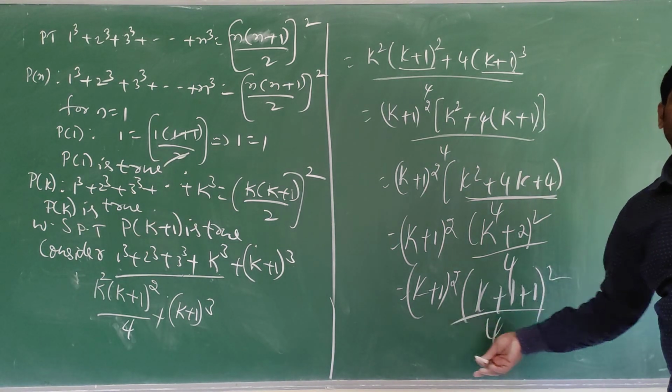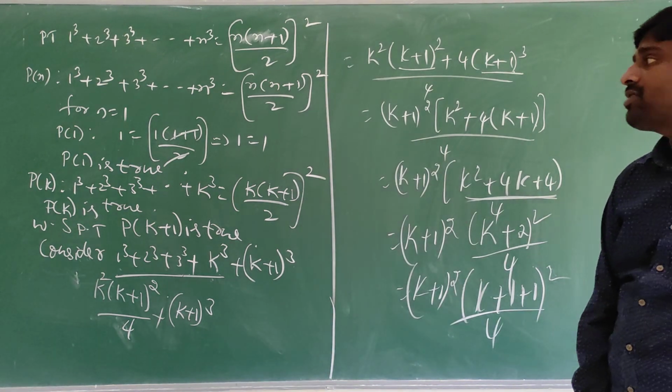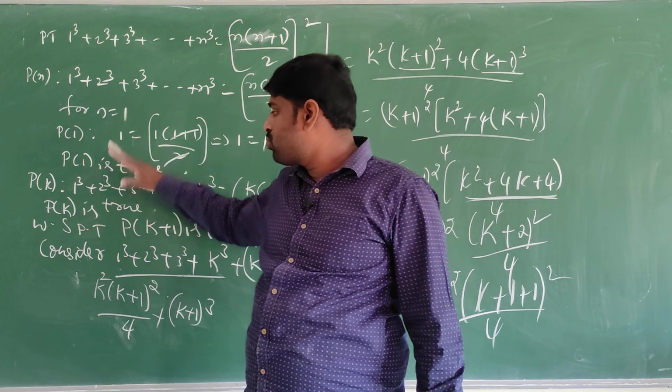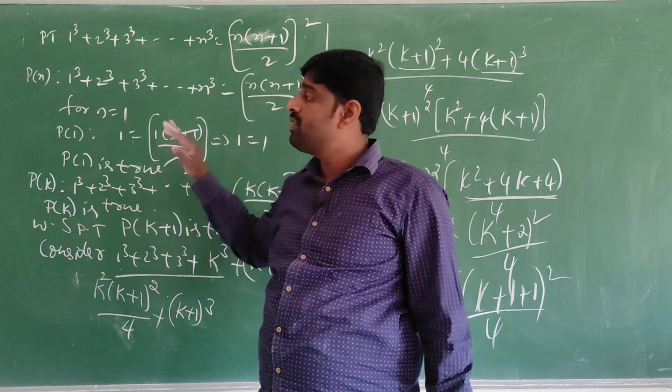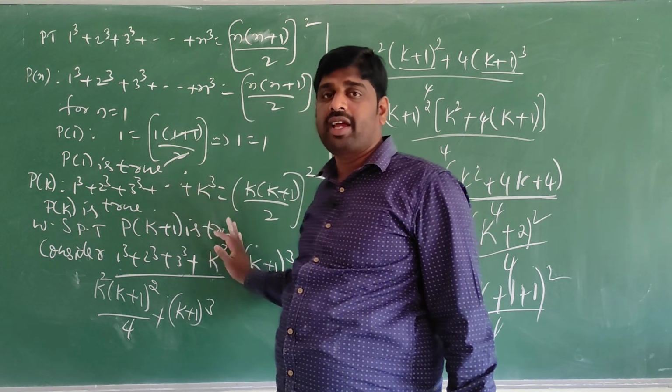Therefore, P of k plus 1 is true. Hence, P of n is true for all natural numbers. For any problem, these two steps are compulsory: P of 1 is true, P of k is true.